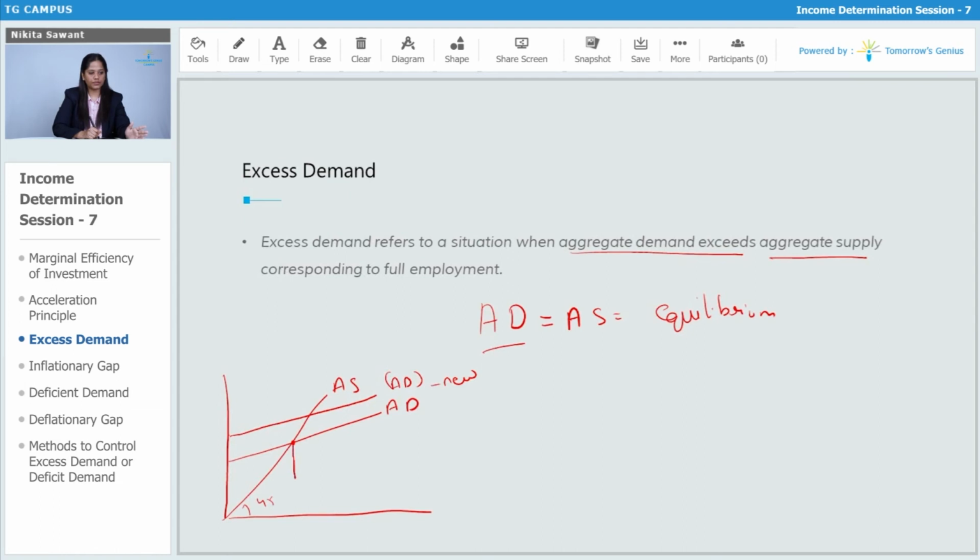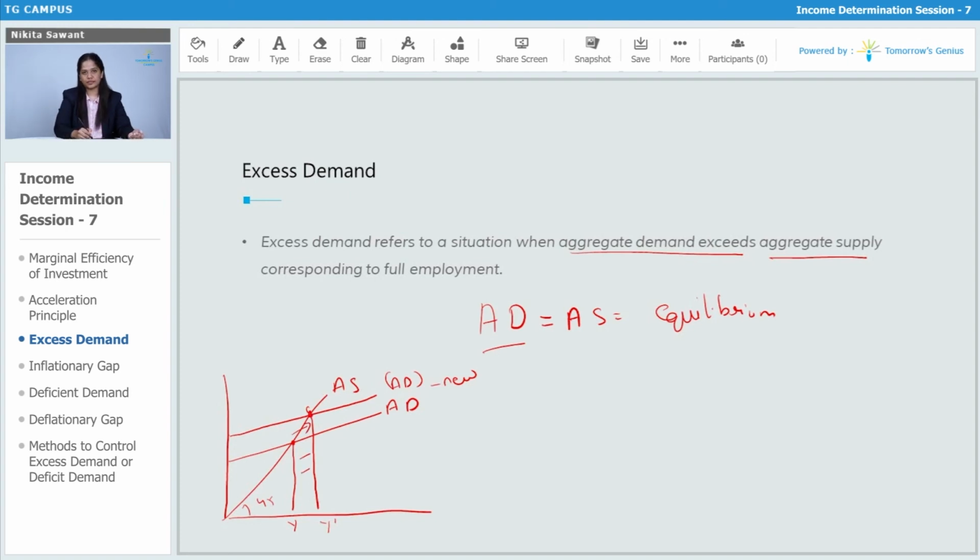First the equilibrium was over here. Now the equilibrium is over here. That means it was Y over here, now it is Y1. So due to change in demand, or due to more demand, the equilibrium also increases. This is the change that is happening in demand.